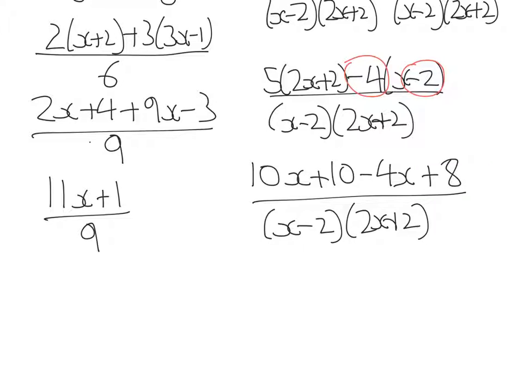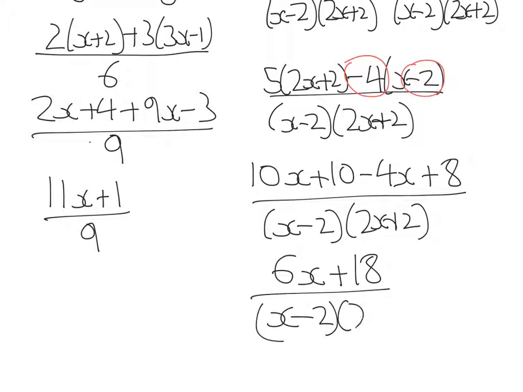Now, simplify the top. I've got 10x - 4x is 6x. 10 + 8 is 18. And I would probably leave it like that.